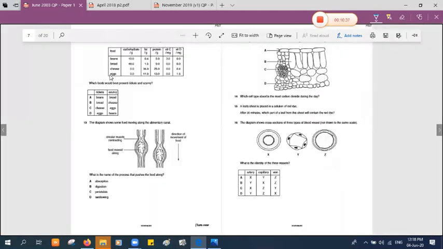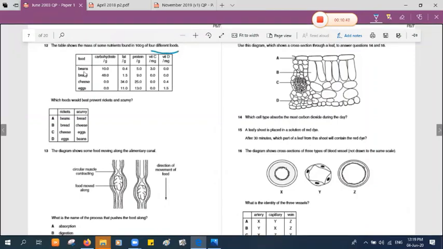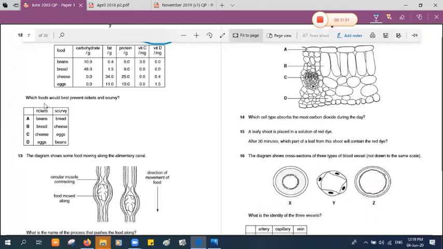Question 12. The table shows the mass of some nutrients found in 100 grams of 4 different foods. We have beans, bread, cheese, eggs, and as we noticed here, carbohydrates, fats, protein, vitamin C, vitamin D. The question is, which food would best prevent rickets and scurvy? Let's put a circle on these 2 diseases, and I will let you remember these 2 diseases. Rickets is when your bones become soft, okay?